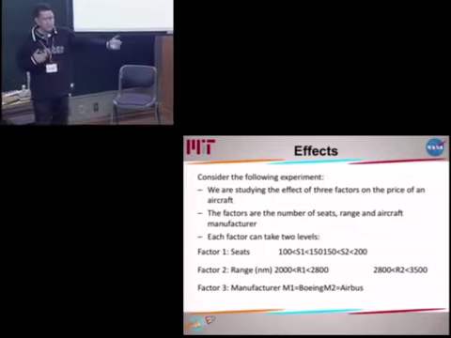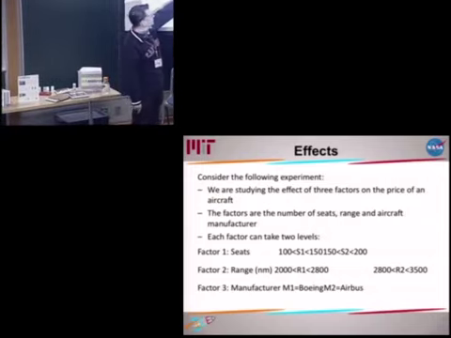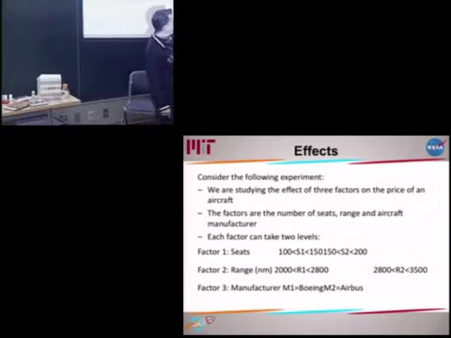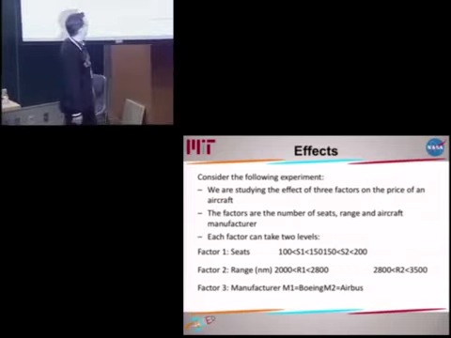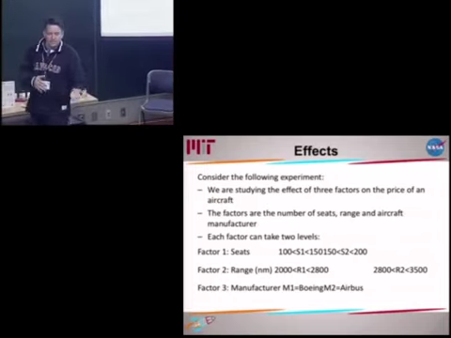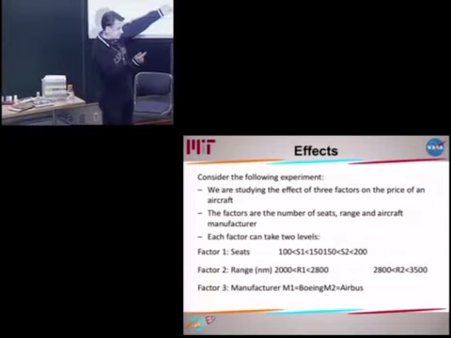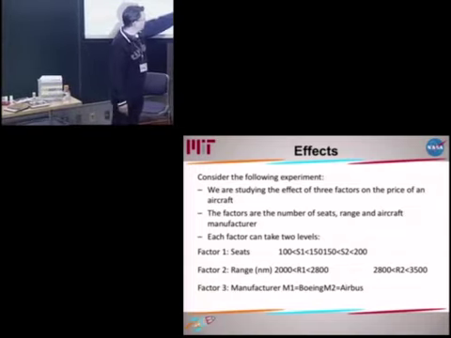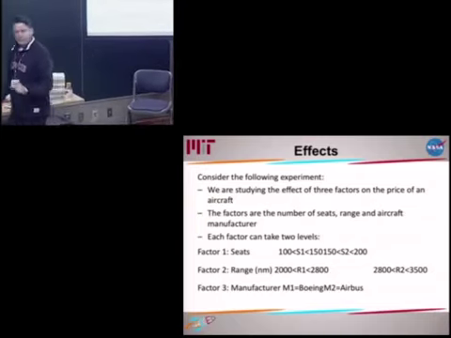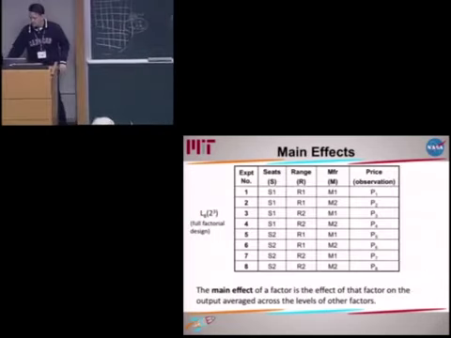The second factor is range, how far you can fly. Shorter range, between 2,000 and 2,800 nautical miles, is R1. Between 2,800 and 3,500 is R2. And then our third factor is the manufacturer. Is it Airbus or is it Boeing? Boeing is manufacturer level 1. Airbus is manufacturer level 2. So we have three factors, and we have two levels for each.